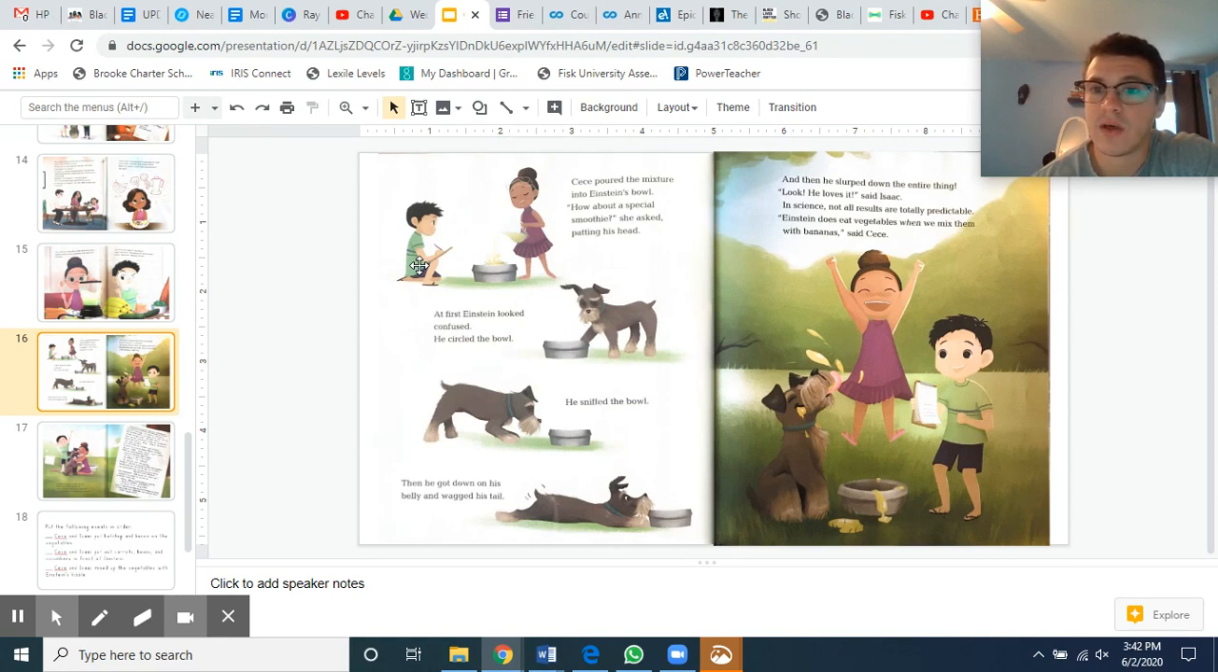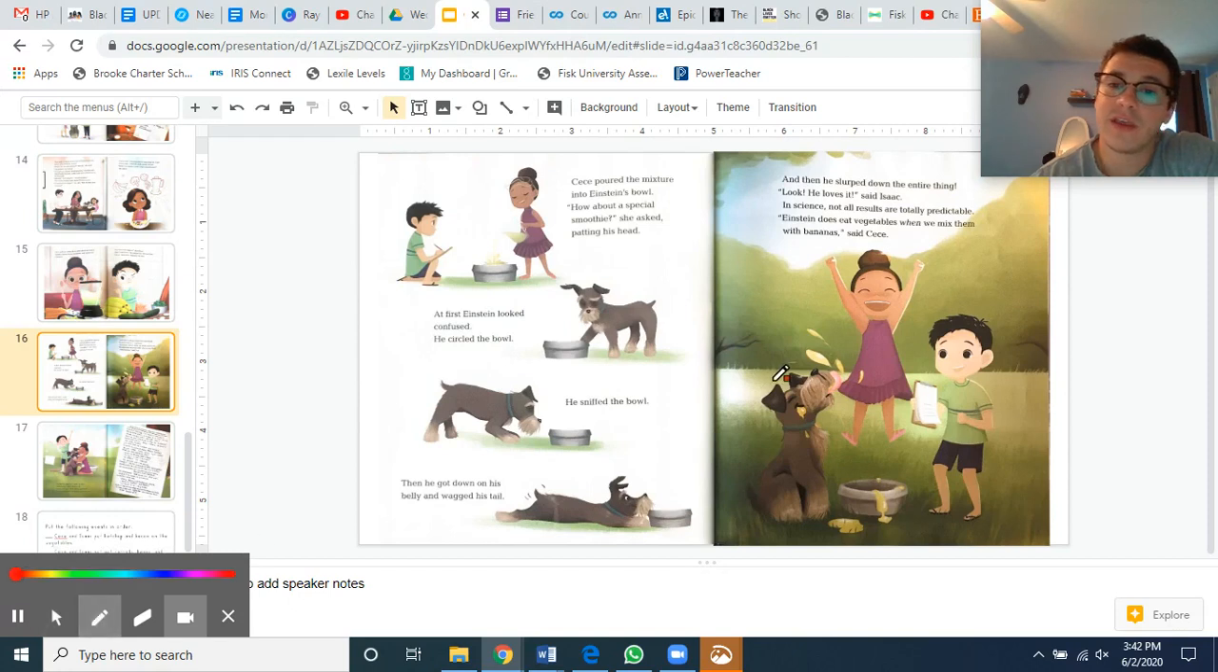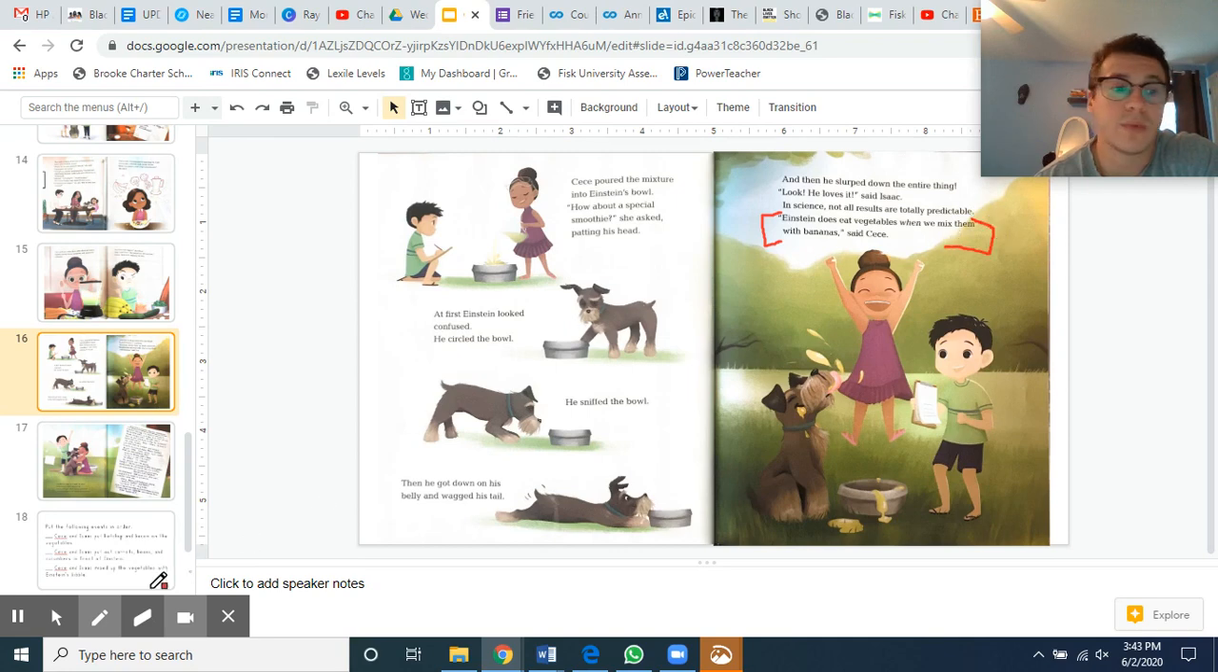In science, not all results are totally predictable. Einstein does eat vegetables when we mix them with bananas. So that right there is our text evidence.